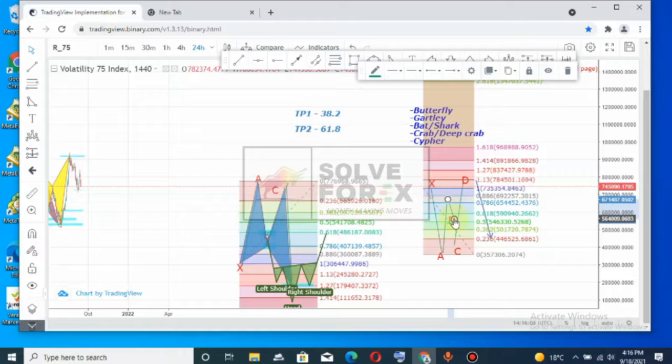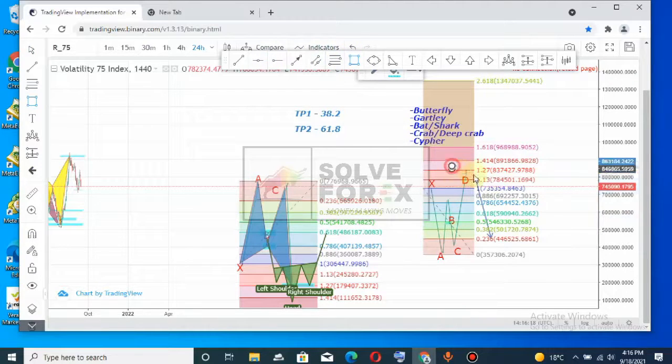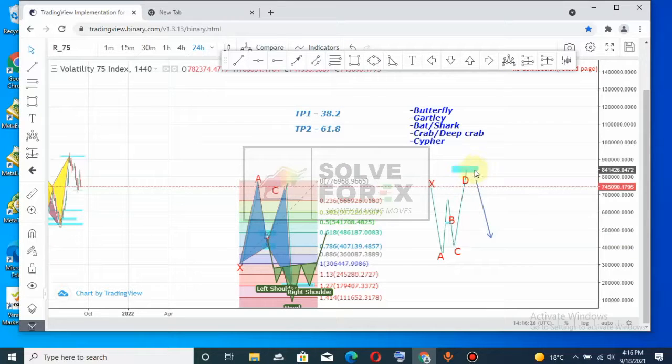Then it must come back. It mustn't break the low, the first leg. When it goes to D point, then it must go where? To 127. That's your valid bearish butterfly pattern. That's your D point. Same on the D point also. What it must do, it must form a double top before you can enter. It must form a double top right here.